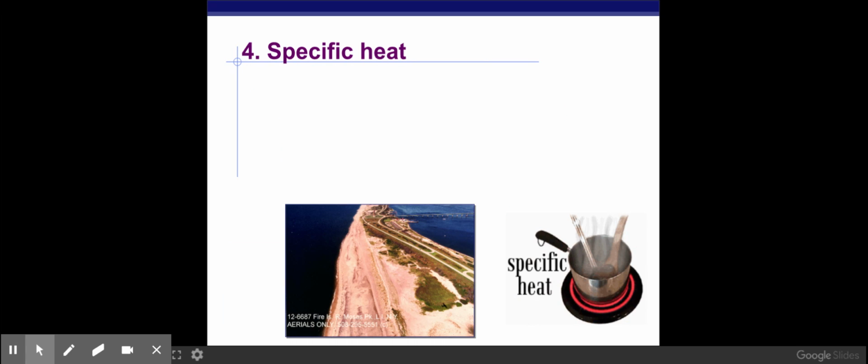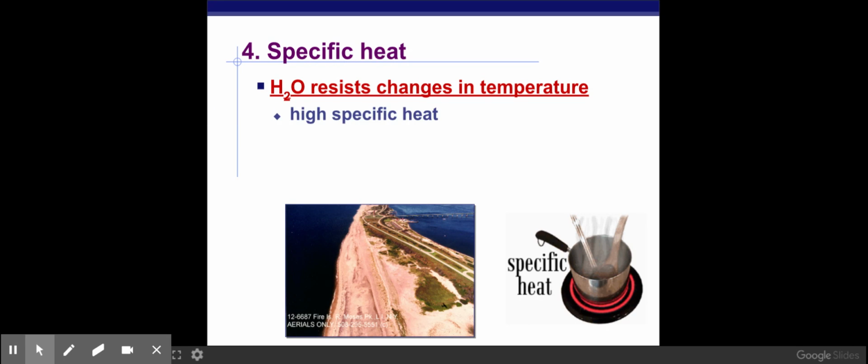Okay, specific heat is another really interesting one. Specific heat is talking about how much energy you need to put into something for it to change temperature and then also to change phase. Water resists those changes in temperature. And one of the reasons, again, is because of that polarity and those hydrogen bonds. So it's going to arrange itself and it's going to have that attraction. And so it's going to take a lot of energy for it to move away from those other water molecules that it's attracted to. So we say it has a high specific heat.